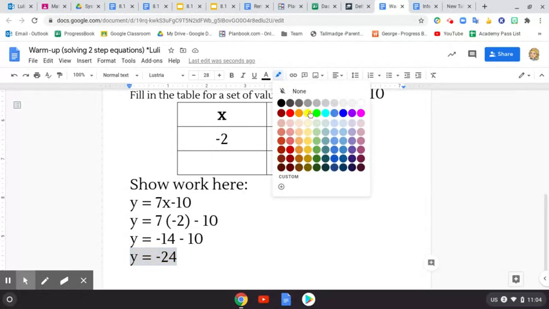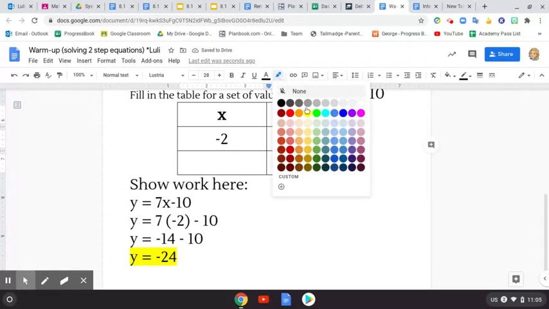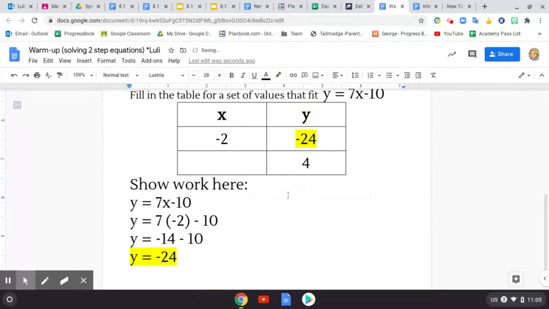So that is our final answer for the first one. I can now go up and plug in that if x is negative 2, y would have to be negative 24. That is the new answer I'm going to plug into the table. Underneath this, I want you to do the same equation, but this time plug a 4 in for the y and see what your x is. Go ahead and pause the video, solve that, and unpause it when you're done, and we'll check the answer real quick.